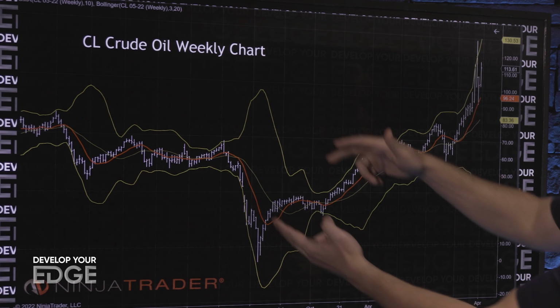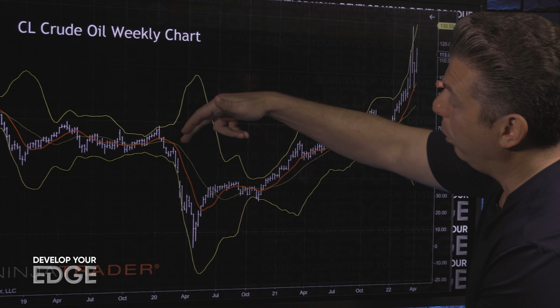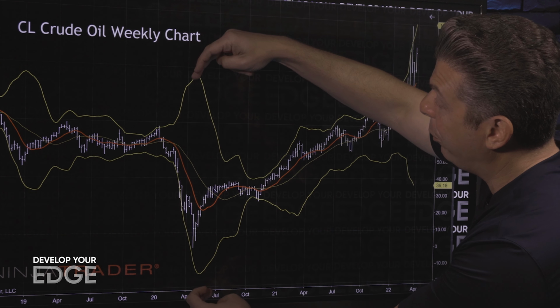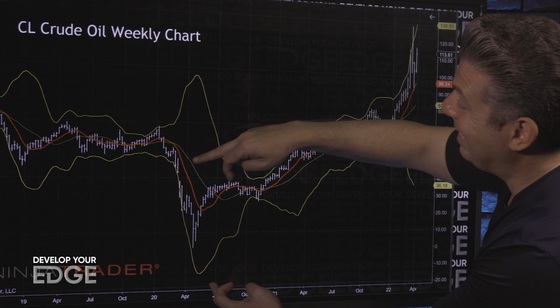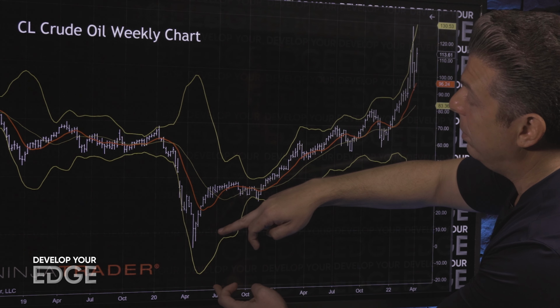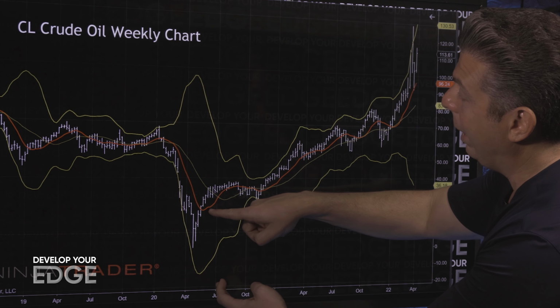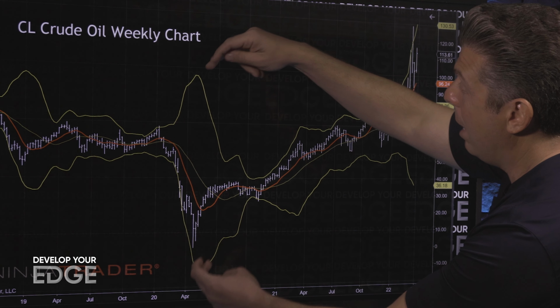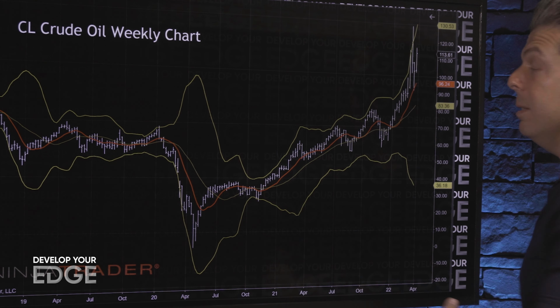Consolidation for a period of time, you see that same look here. Below the 10-week moving average, mouth of the Bollinger Band is open, saw extended sell-off for several weeks, and until we got a close above that 10-week moving average and the mouth of that Bollinger Band closed, then we consolidated.